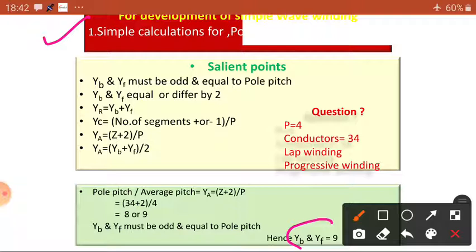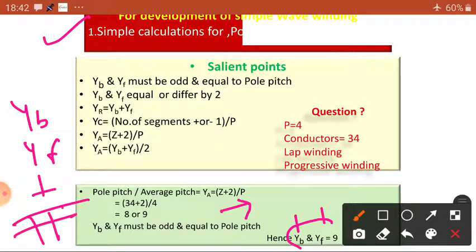For knowing the YB and YF I did the simple calculations. The first step is over. After knowing YB and YF, the second step is that I am going to develop the table. So how do we develop the table? Let us see.